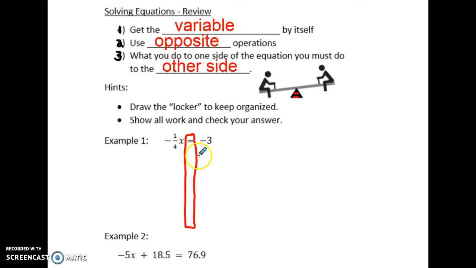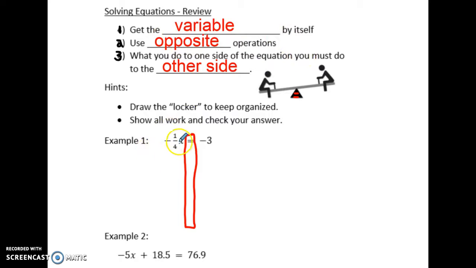So the first example we have is negative 1/4 x equal to negative 3. One way to solve for this is to just try guessing some of the numbers. If you multiply by negative 1/4, what answer would give you negative 3? The problem with guessing is it often takes you a long time. So that's why we have this process using opposite operations that helps us.